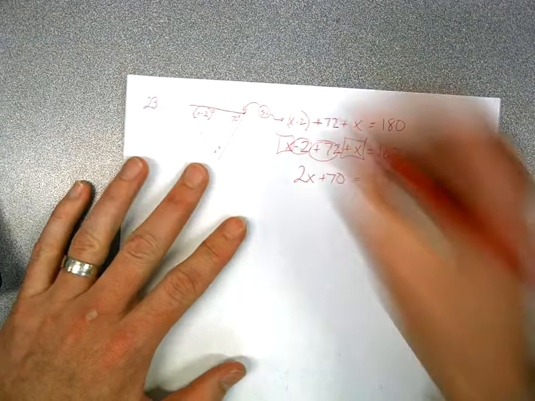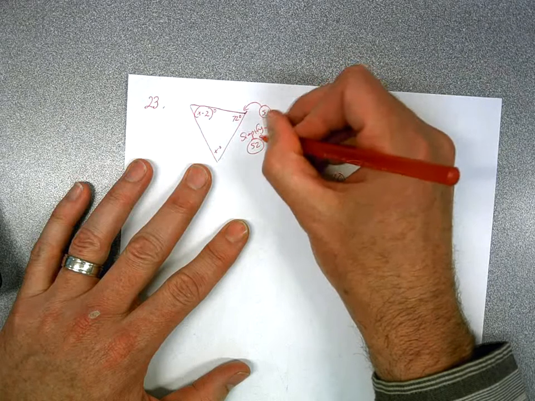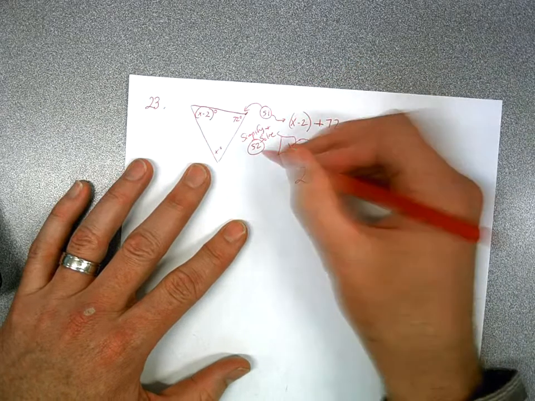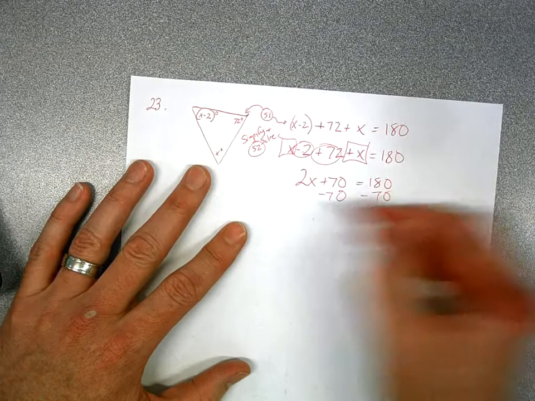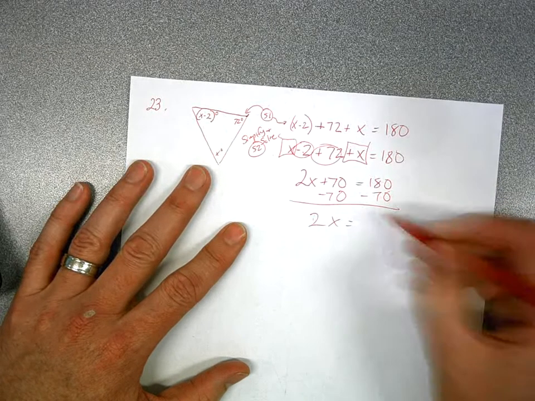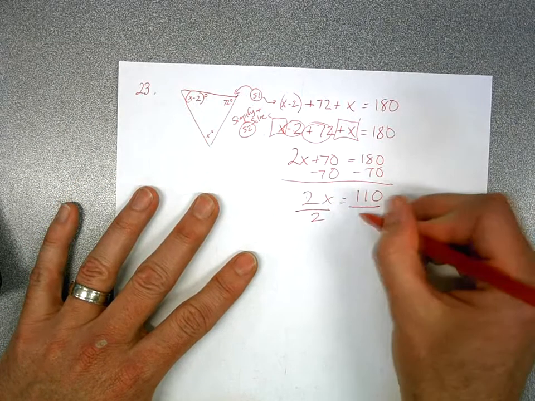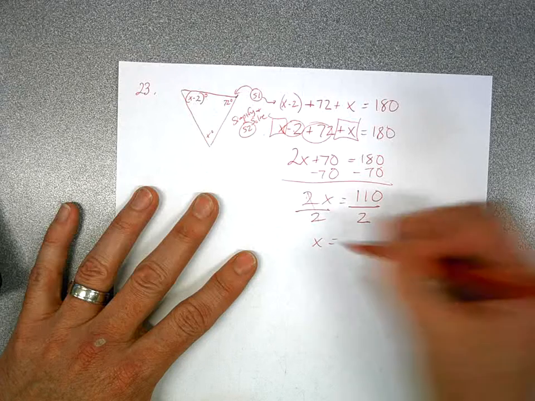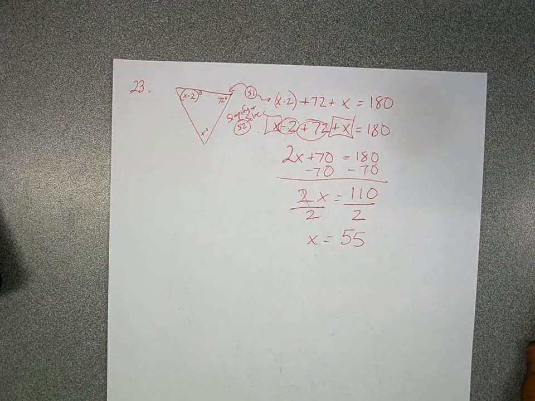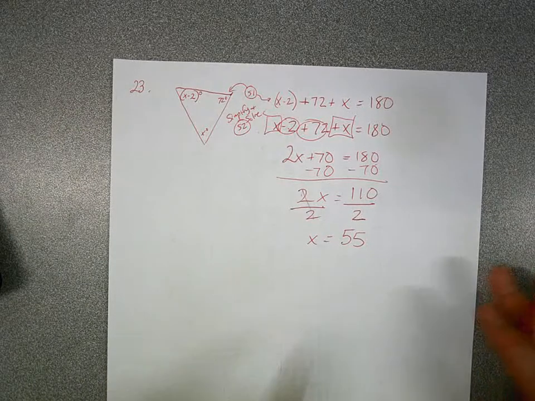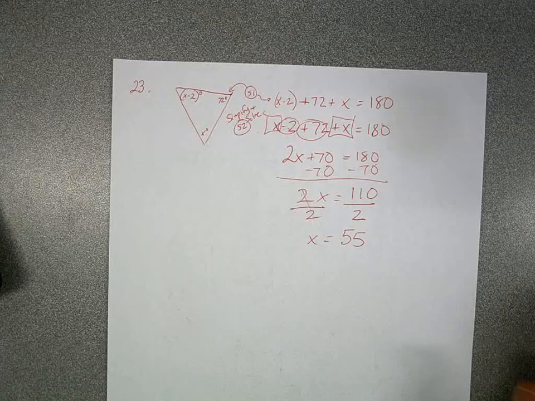Obviously, guys, I'm doing step 2, which is simplify and solve. So, subtract 70 from both sides, and I get 2x equals 110. Divide both sides by 2 to isolate the variable. X is equal to 55. So always read the question, or the directions, to see what they're asking again. Find the measures of the angles, not the value of x, just the measure of the angles in each triangle.